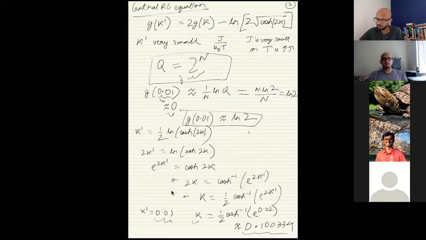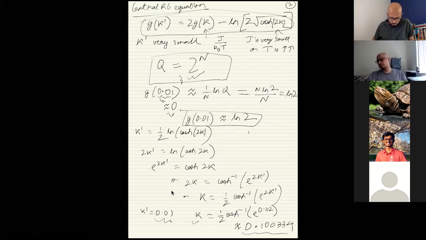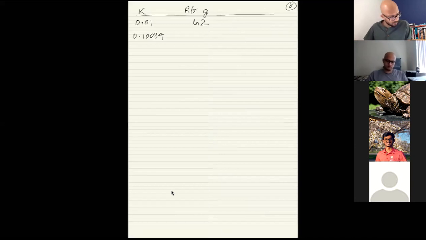Do we know how to do that? Yes, we do. We can calculate the g for this new value by using this equation, right? So we can plug in the value for k over here, and then calculate our value of g of k, and that comes out to be 0.698147.